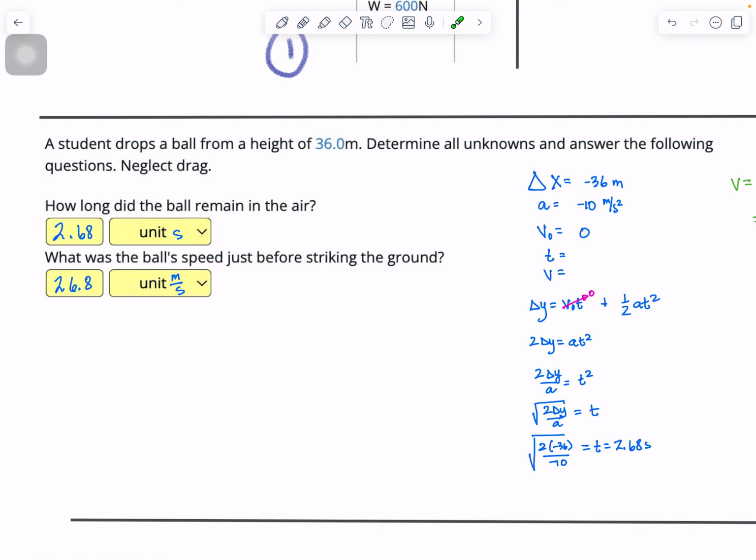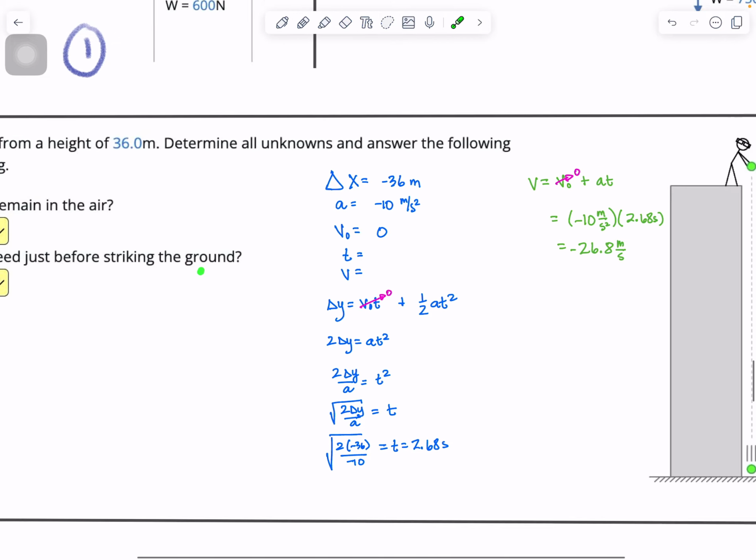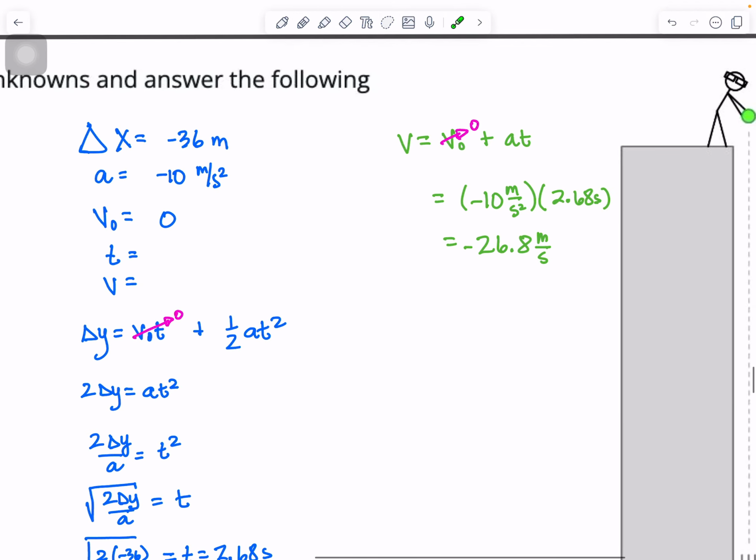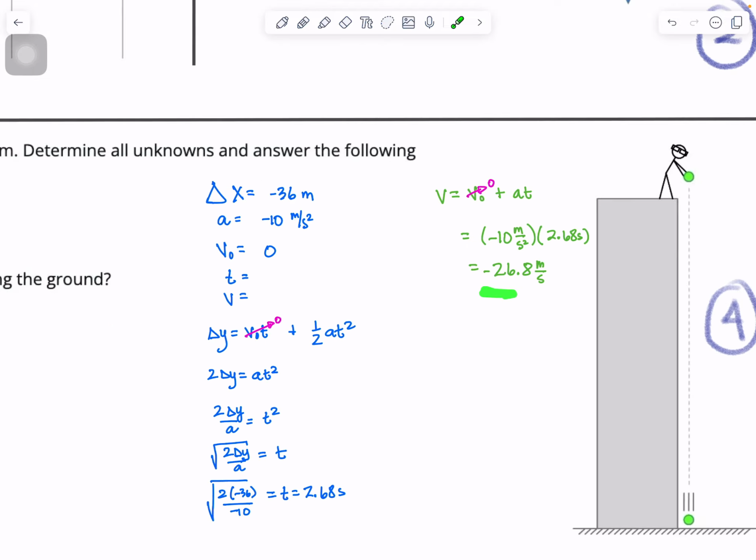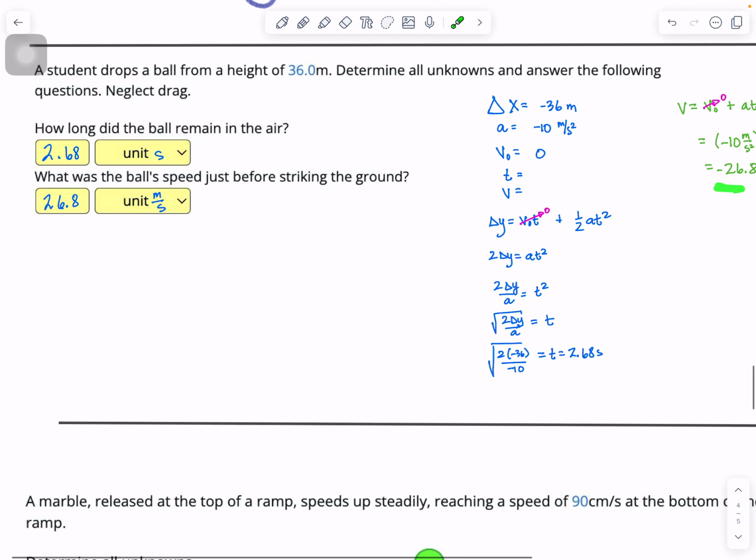And then what was the ball speed just before striking the ground? So I want to know the final velocity. And so I'm going to use this equation. Again, it has what I'm looking for, only one unknown, and it's easier than the other one that I could use. So V is equal to 0 plus AT, A is negative 10, T is 2.68 seconds, so I multiply those together and I get negative 26.8 meters per second. So that's right there.